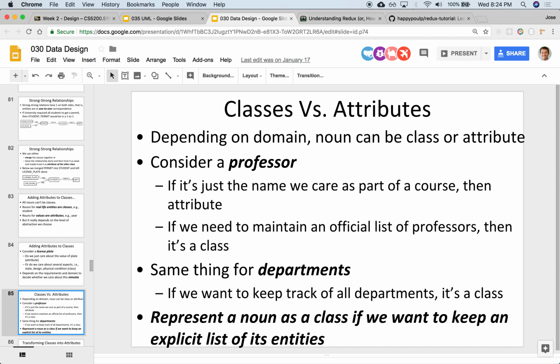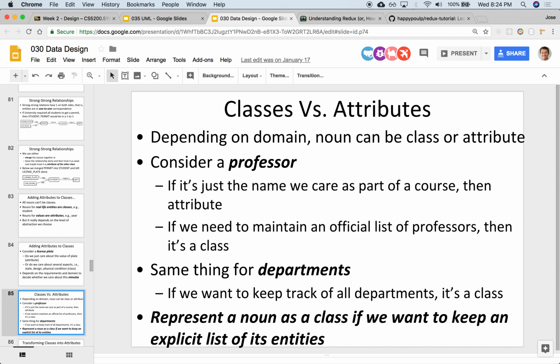Well, for any class that you're considering converting into an attribute, you've got to look at all the associations that it has with other classes. Basically, the class that you're removing would become attributes in all the other classes that it was related to.